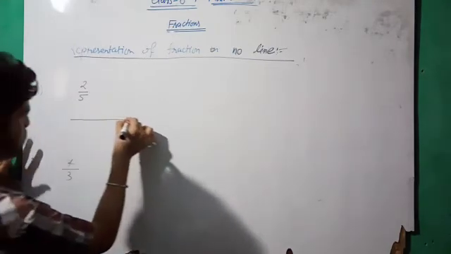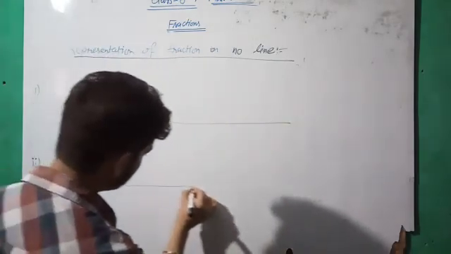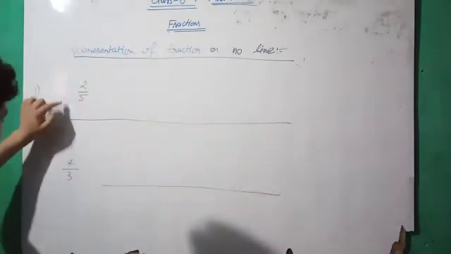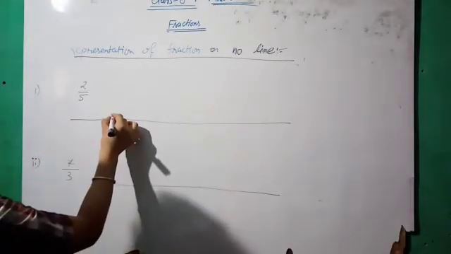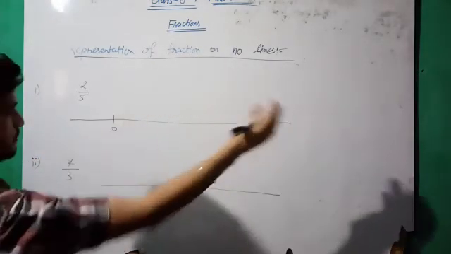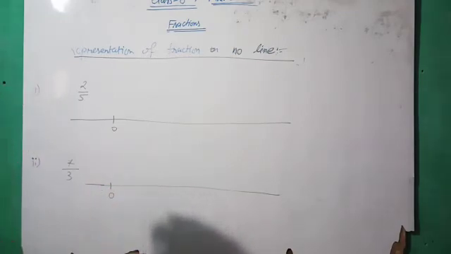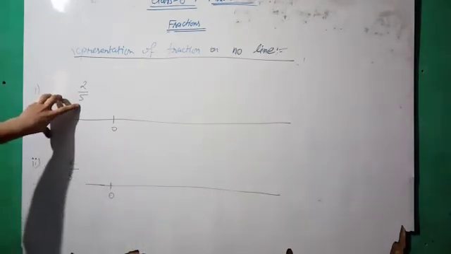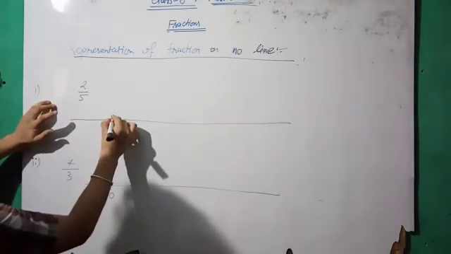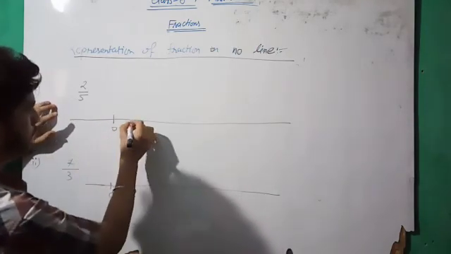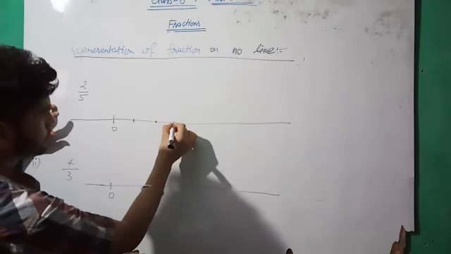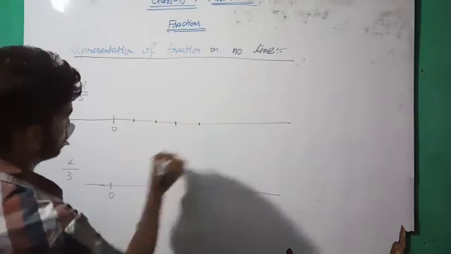I think you are very familiar with the number line. Both are positive numbers, so we can put 0 here so that we have sufficient space to draw this. You have to draw a segment between two units, like the first one is 0 and the second one is 1.